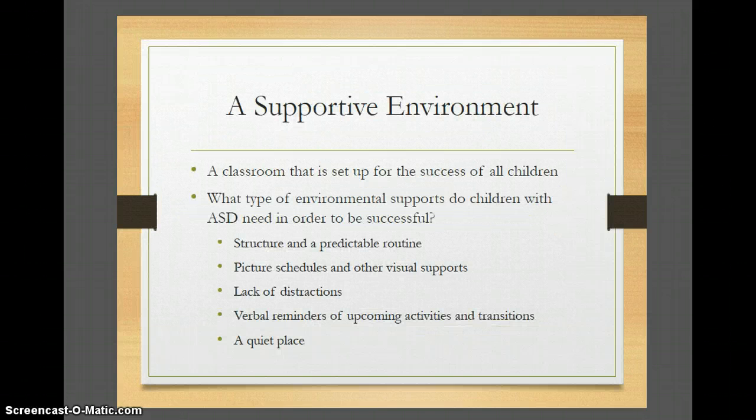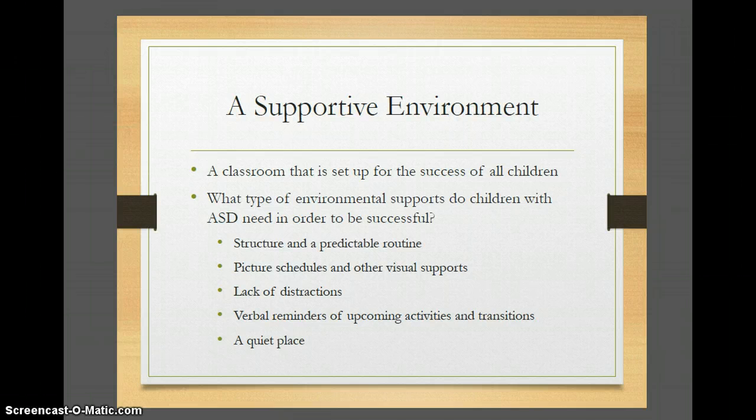So when we talk about a supportive environment, what are we talking about? We're talking about a classroom that is set up for the success of all children. So that means all of your typically developing children as well as all of your atypically developing children. And those atypical developments could range from ASD to physical disabilities to mental challenges. It could be a whole host of things that are happening for the children in your classroom. When we think specifically about children with ASD, we need to know what type of environmental supports these children need in order to be successful.